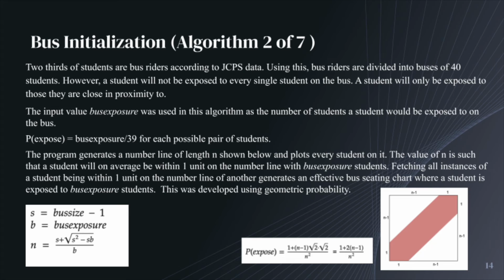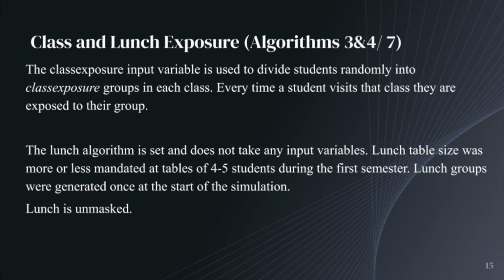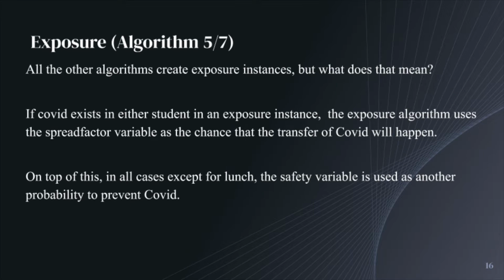A bus initialization algorithm used geometric probability to influence the number of students a student was exposed to on the bus based on the variable bus exposure. Class and lunch exposure algorithms created exposure seating arrangements based on the input variable class exposure and reasonable estimates. The exposure algorithm uses the input variable spread factor and safety to determine the chance COVID will spread from one student to another, accounting for masks.